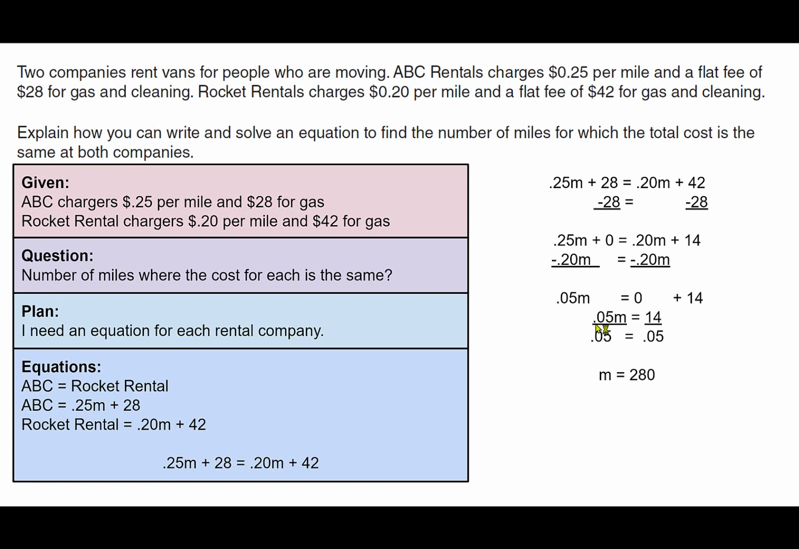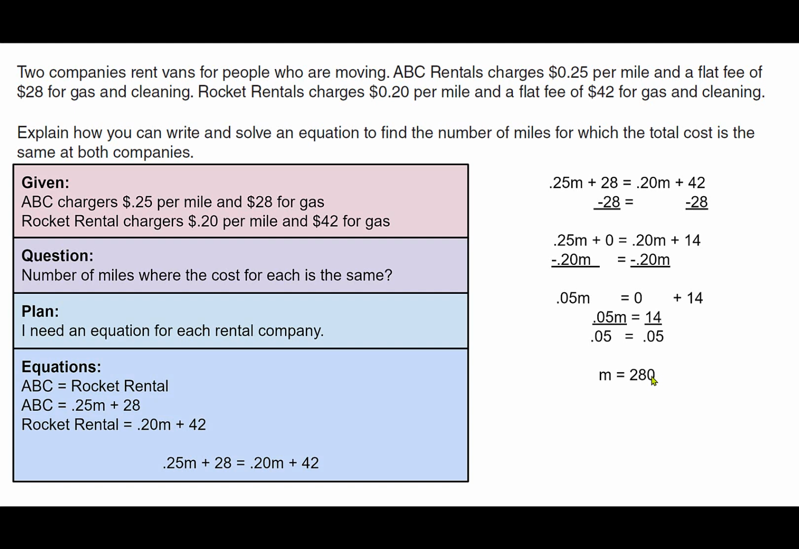So lastly, I have 0.05 times m equals 14, and I'm trying to isolate that variable m. So I have to think about the operation that's happening there with 0.05 and m, and remember that that was multiplication. So the opposite of multiplication, or the inverse operation, would be to divide both sides by 0.05, giving me the answer, 280 miles.